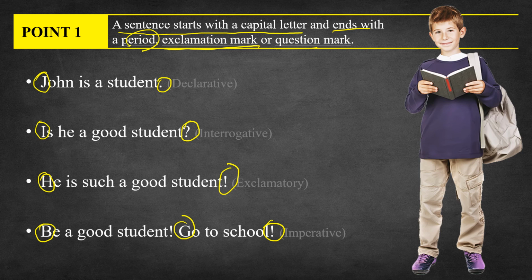So this is the definition of a sentence. When a sentence ends with a period, it is going to be declarative. If a sentence ends with a question mark, it's going to be interrogative. If the sentence ends with an exclamation mark, it's going to be exclamatory or could be imperative.